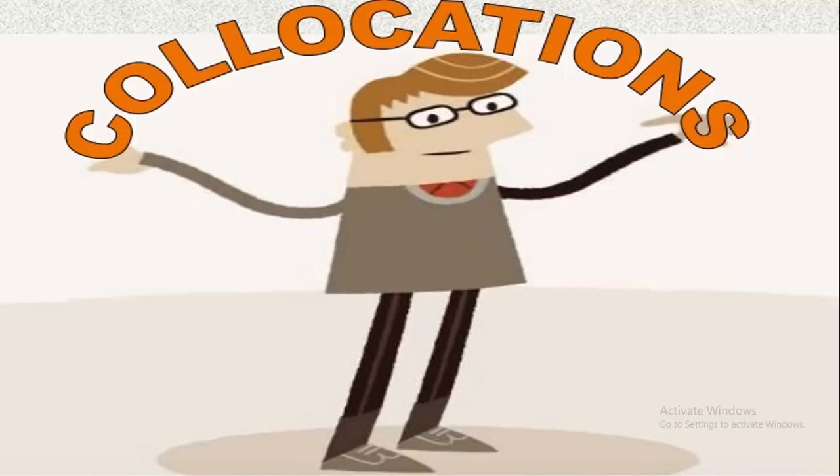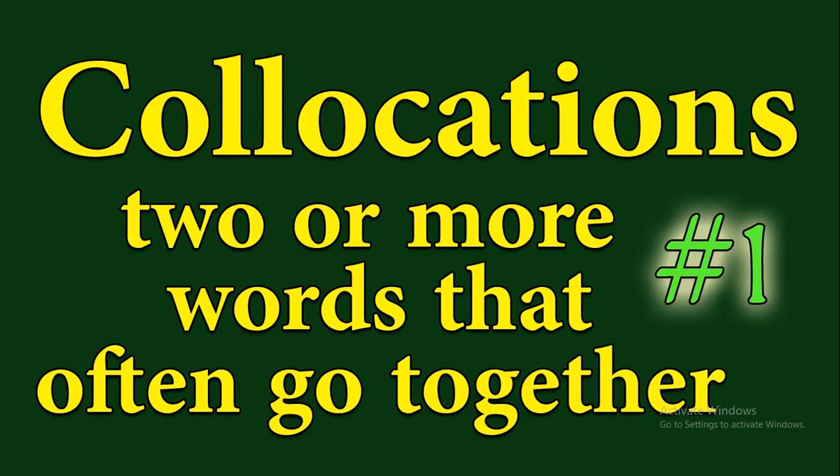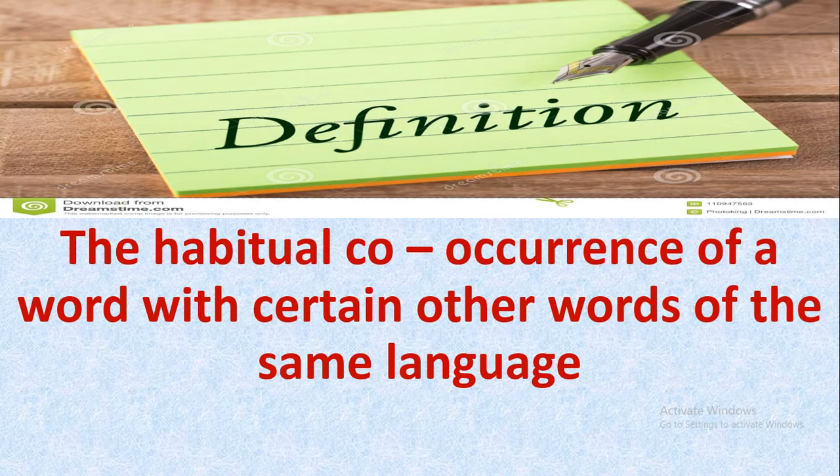The third term in our chapter is collocations. Again, we have to give a good definition of this term, and then we give many examples to make it easier for you. Collocations can be defined as two or more words that often go together. Another definition could be the habitual co-occurrence of a word with certain other words of the same language.